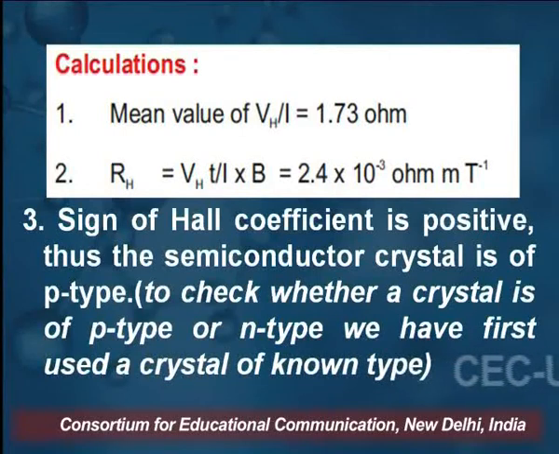Then we will put this VH by I, the mean value we can take from the slope of the graph, and that is 1.73 ohm. Then RH is equal to VH by Ix into T by B. T is the thickness already given, and then B is 1500, and then we can find out the RH here.